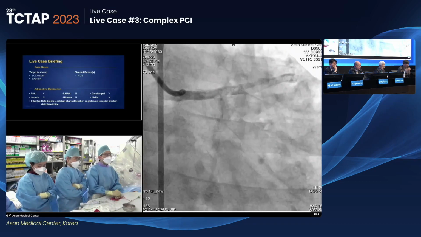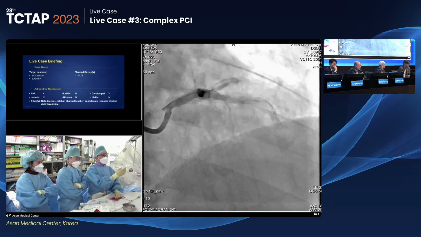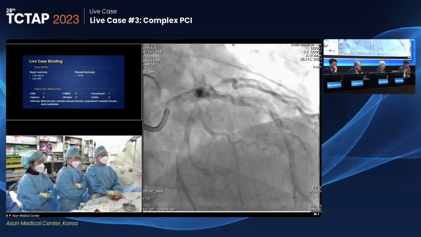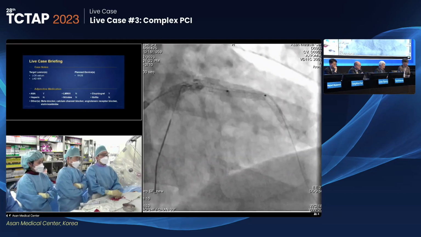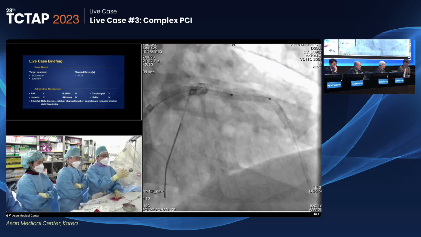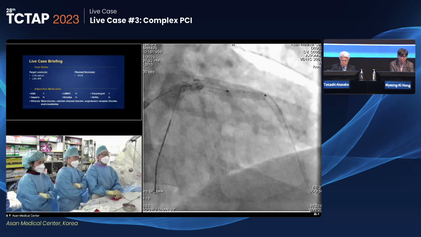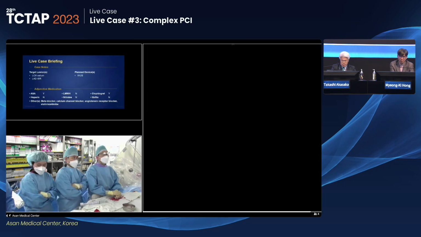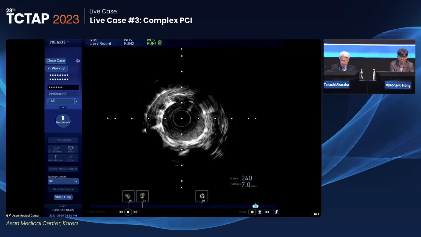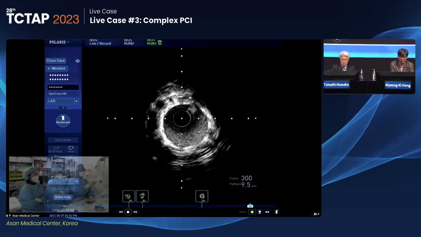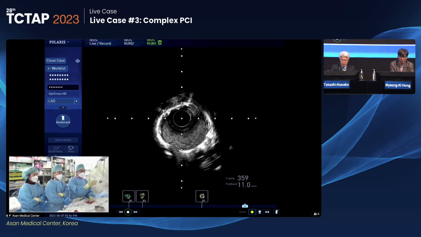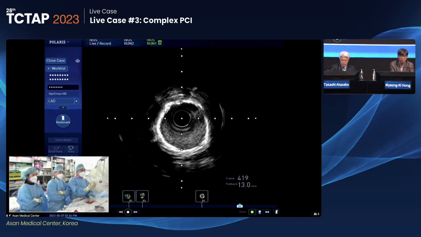And next, this is the cranial view. Actually, wiring was not difficult, and I treated the LAD ISR. We checked the IVUS first. Can you please show the IVUS? This is the IVUS pullback from the stent distal edge. It was a little bit of mild disease, but was okay.